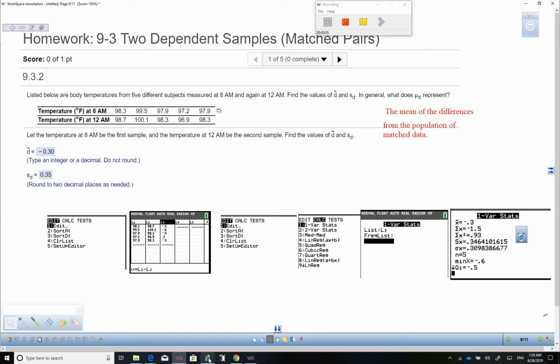Okay, this is problem number 1 on chapter 9, section 3. So take 1 minute to read the problem, pause the video, and then we start.